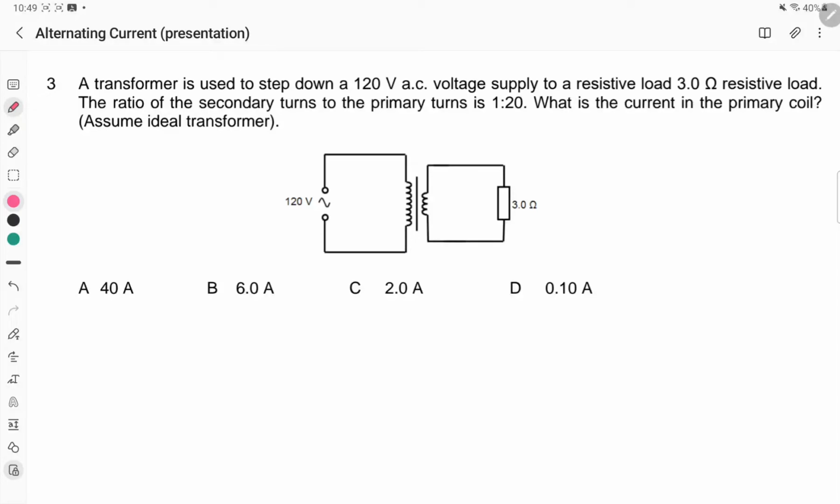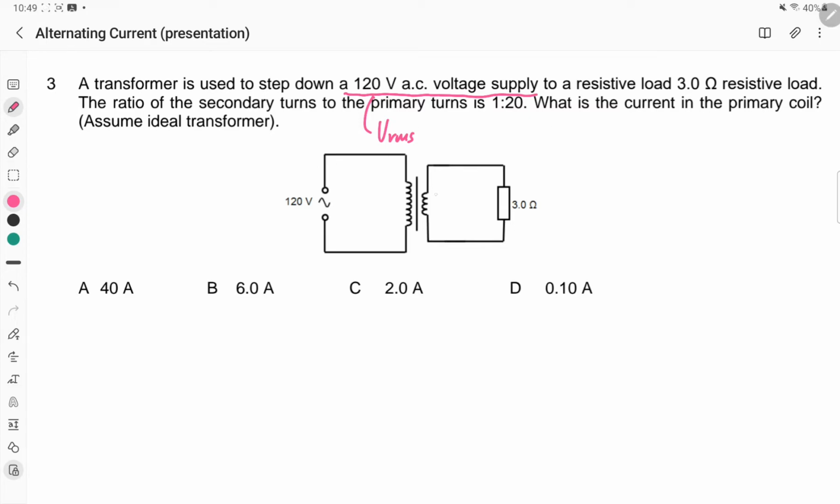For this question, we have a transformer used to step down 120 volt RMS. By the way, whenever you see this kind of rating given, it's already the VRMS. It will always be VRMS unless stated otherwise. So back to the question.